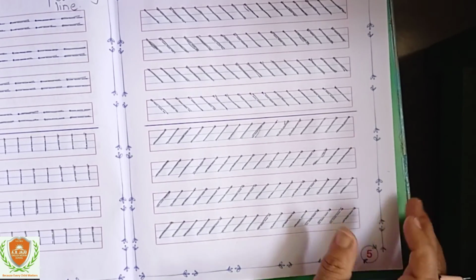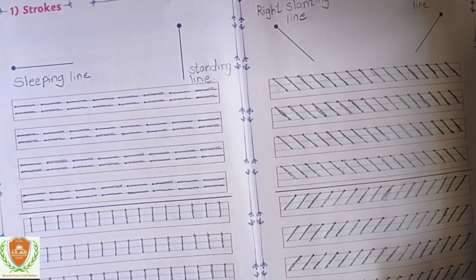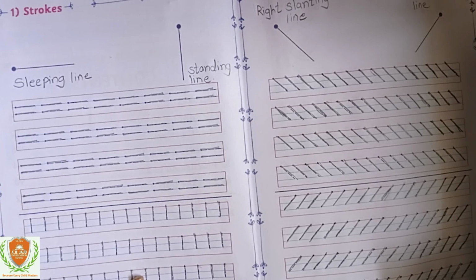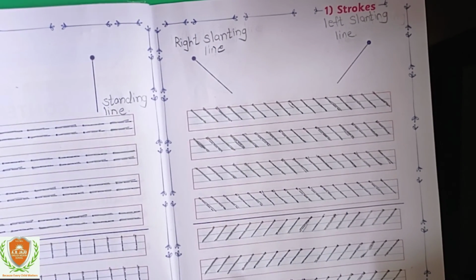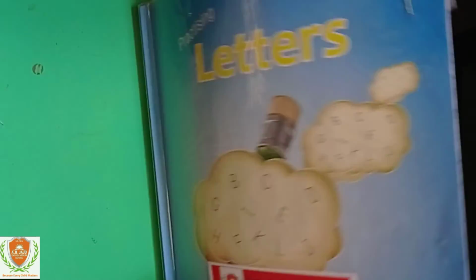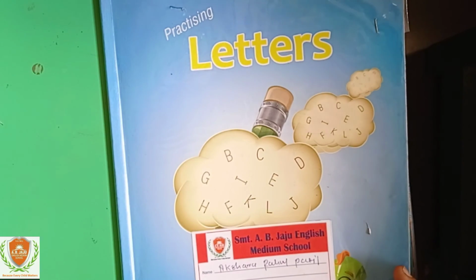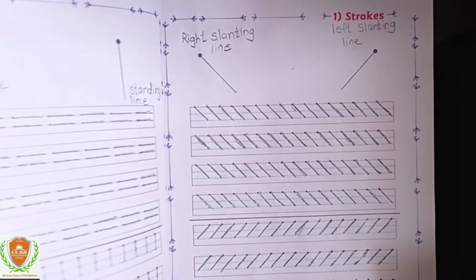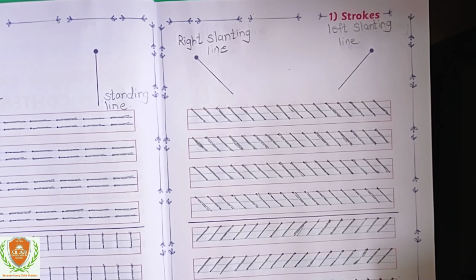Okay student, what did we trace today? Today we traced patterns. Which pattern? Sleeping line and standing line. On the next page, right slanting line and left slanting line, in the practice letter book. So what do you have to do? You have to also trace very properly and click a photo and send it on the group.